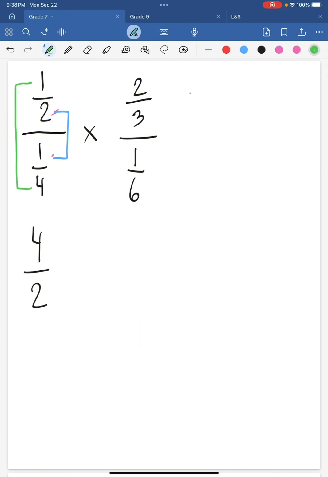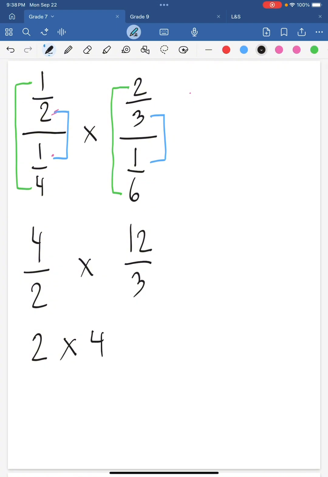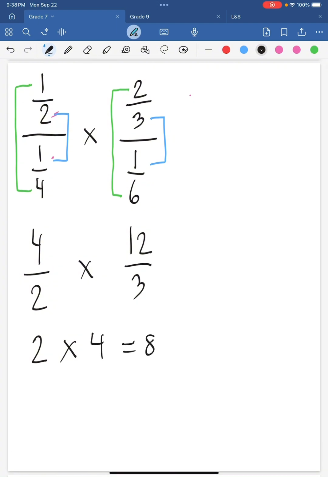And just like what we did to 1/2 divided by 1/4, it's still the same with 2 over 3 over 1/6. So connect 2 here and 6 and 3 and 1. So 2 times 6 is 12, and 3 times 1 is 3. And just copy the operation given. But we could simplify this right away. And 4 divided by 2 is 2, times 12 divided by 3 is 4. So 2 times 4 is 8. And that's it.